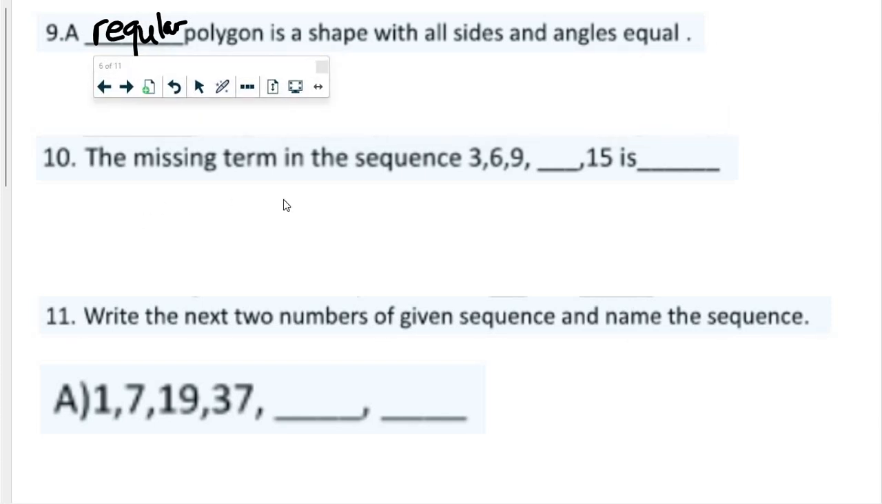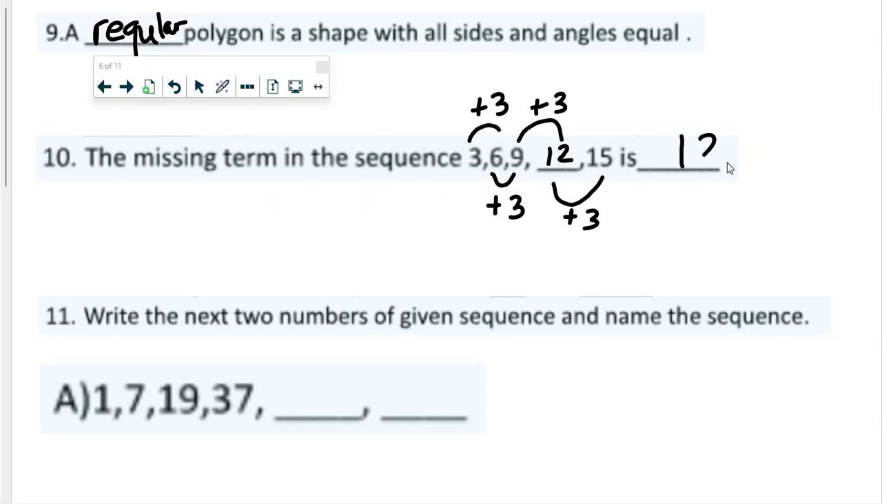Next question. The missing term in the sequence 3, 6, 9, dash, 15 is... let us see. From 3 to 6, add 3. 6 to 9, add 3. From 9 to the missing number, we are also going to add 3, so 9 plus 3 is 12. From 12 to 15, add 3. So 12 plus 3 is 15, which is the answer here. So the missing number in this sequence is 12.